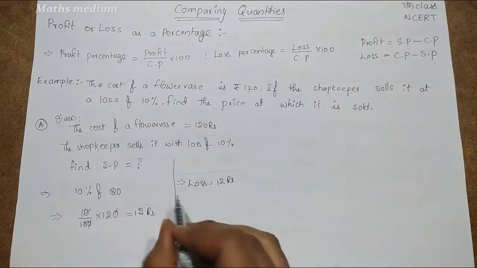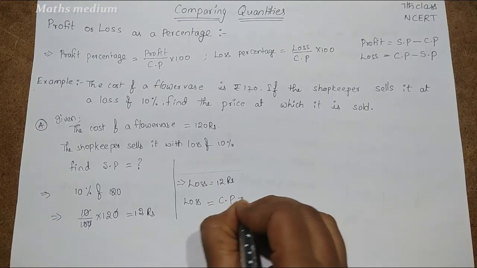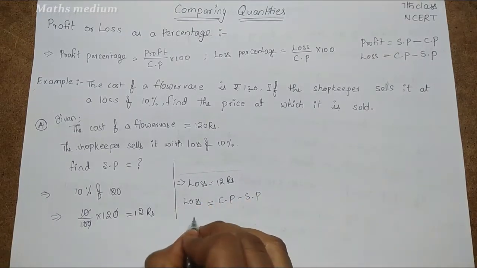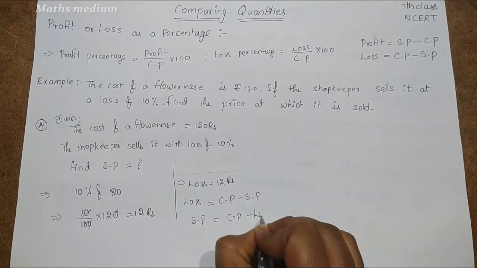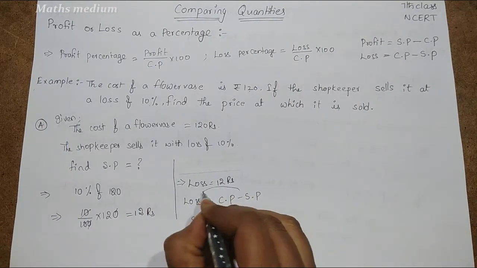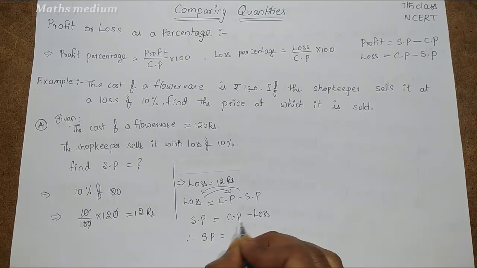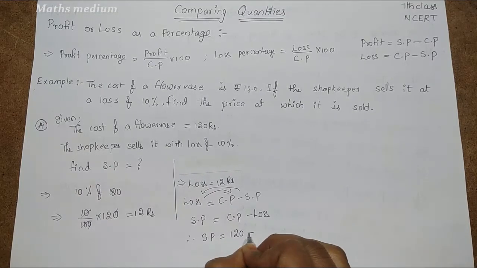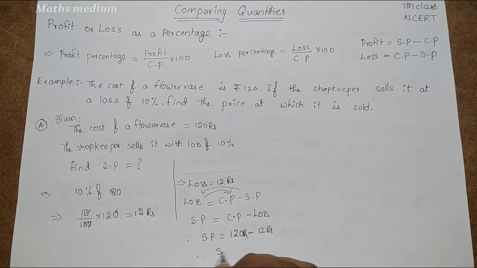We know the formula, loss is equal to CP minus SP. So we have to find SP, right? SP is equal to CP minus loss. If you see here, these two are interchanged with their signs also. Therefore, SP is equal to CP, that is 120, minus loss 12 rupees. This is also in rupees. Therefore, SP is equal to 108 rupees.